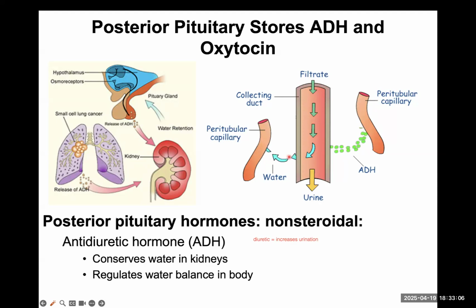In terms of ADH, it's produced in the hypothalamus and stored in the posterior pituitary. And the posterior pituitary, don't get it confused with the hypothalamus or the anterior pituitary. Those are two different things with two different functions. So ADH conserves water in the kidneys and regulates water balance in the body.